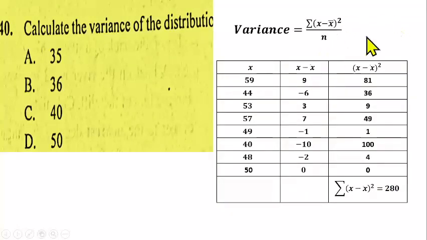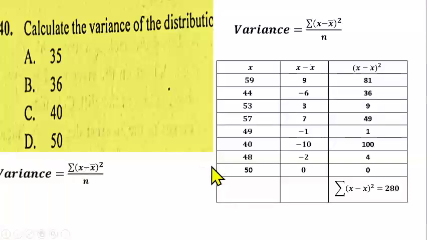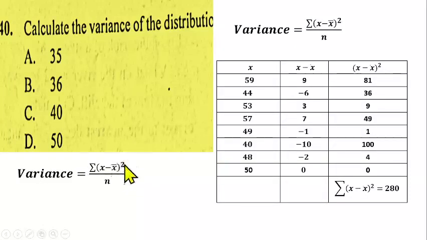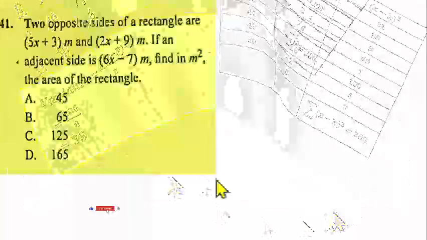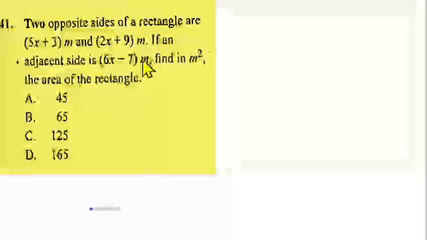Then you now return it into this formula. We have that the variance will be the summation of this over n. That will be 280 divided by 8, and that should give us 35 as the variance, which is option A.